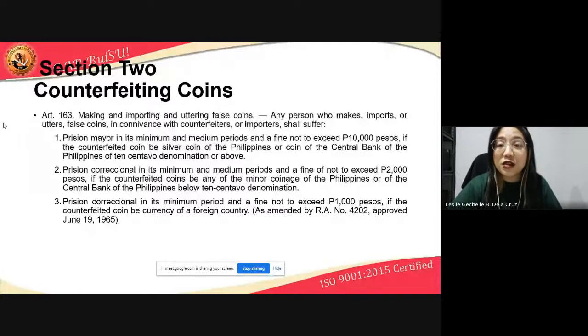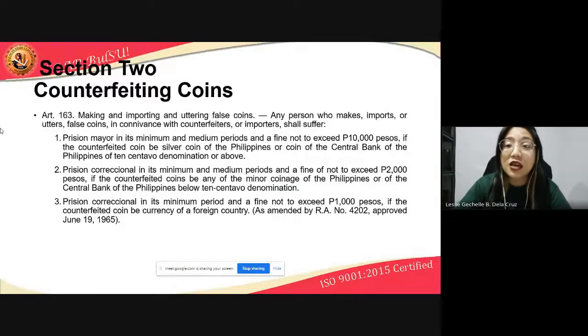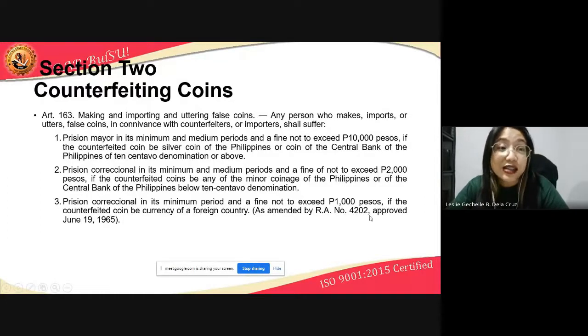counterfeited coins be any of the minor coinage of the Philippines or of the Central Bank of the Philippines below 10 centavo denomination. Prision correccional in its minimum period and a fine not to exceed 1,000 pesos if the counterfeited coin be currency of a foreign country, as amended by RA 4202. Of course, kung mapapansin ninyo, medyo mababa, 2,000, 1,000 lang yung penalty. Kasi nga, etong batas natin ay noon pa, 1932 pa tong revised penal code, di ba? Pero sabi nga dito, meron din namang amendments. Okay.